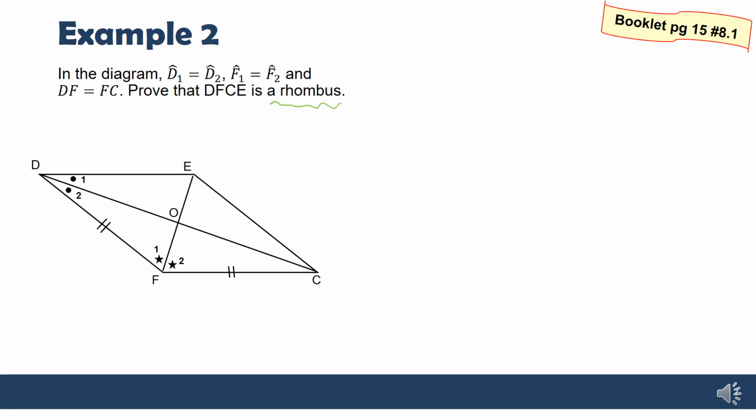Well, we know to prove a rhombus, I first have to show that it's a parallelogram. And once I've shown it's a parallelogram, I can then show that it's a rhombus. So we've got our work cut out for us on this one.